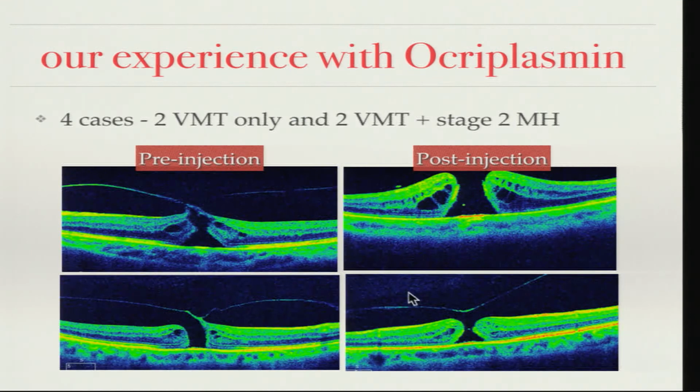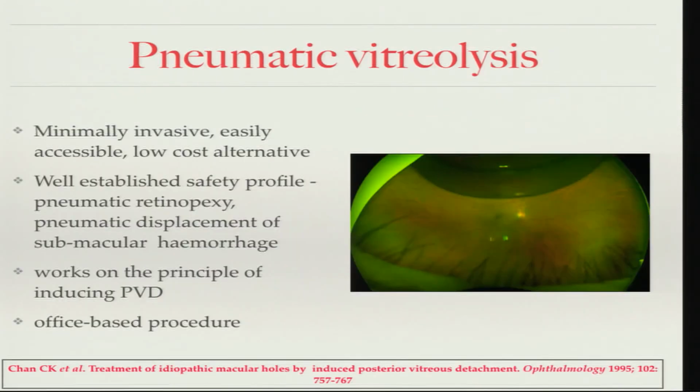We've done 4 cases in our setup, out of which 2 were VMT alone and 2 were VMT with stage 2 holes. The VMT alone cases developed a hole, and the hole never closed. So we have almost given up giving ocriplasmin. But what works better for us is pneumatic vitreolysis, which is minimally invasive and easily accessible.